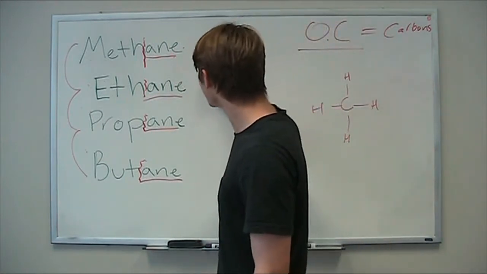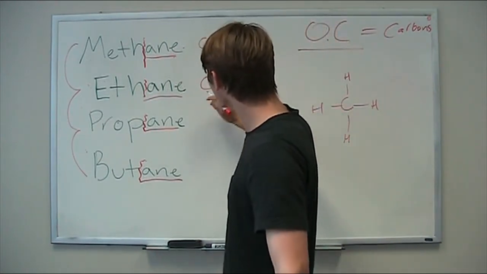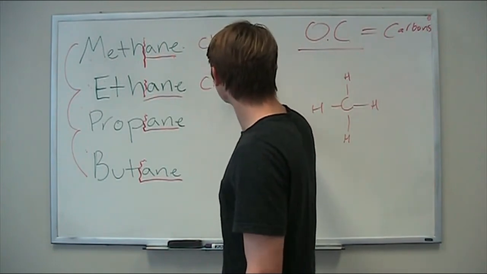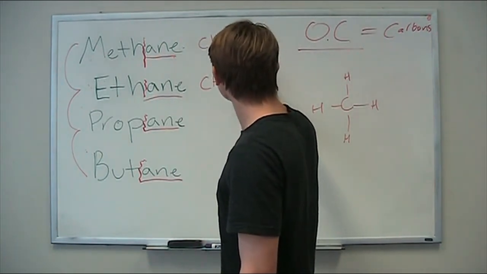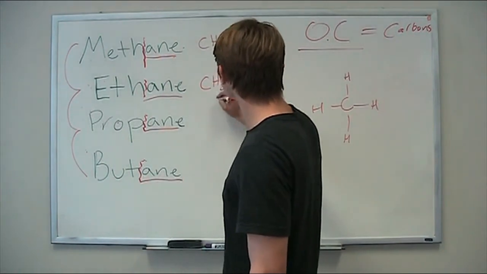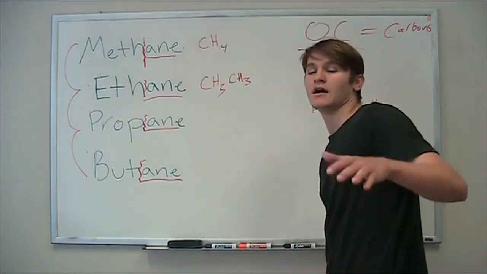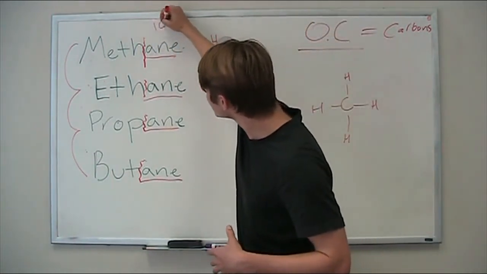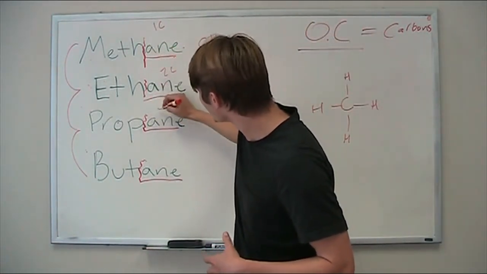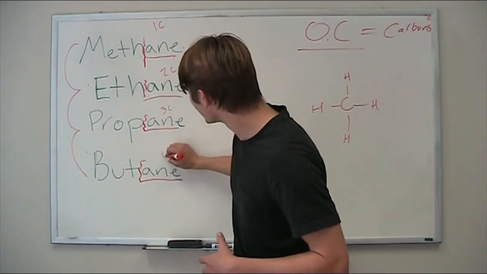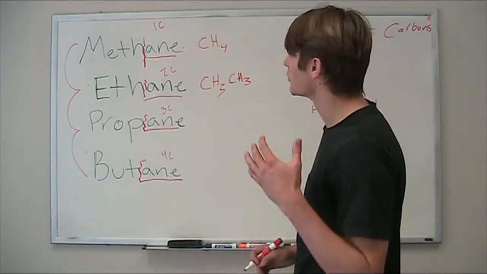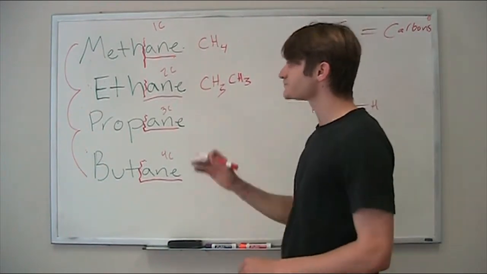An ethane is 2 carbons. So you have a CH3, CH3, pardon me. So this is in order. You're going to have 1 carbon, 2 carbons, 3 carbons, and 4 carbons right here. So methane, ethane, propane, butane.